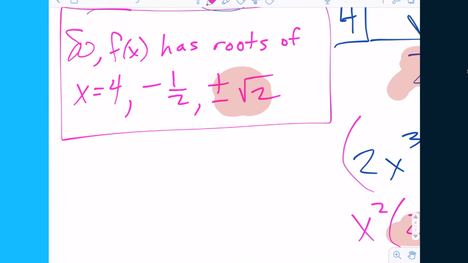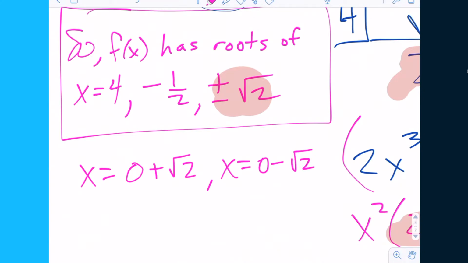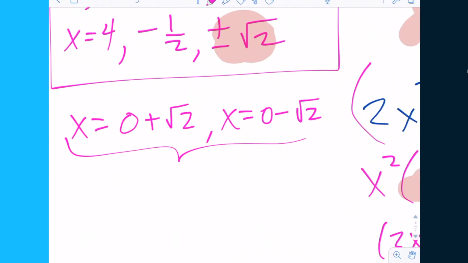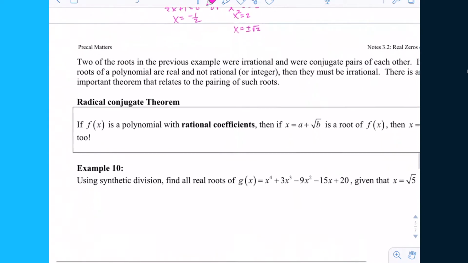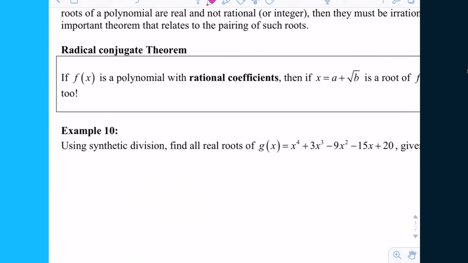If you actually write those values like this, 0 plus the square root of 2 and 0 minus the square root of 2, same thing, right? We just added a 0 in the front. Those numbers now appear to be what? Conjugates of each other. And you know why they appear that way? Because they, in fact, are conjugates of each other. And so, this is going to lead us to the next theorem that we're going to be talking about, which we'll just scroll right down here and do it. It's called the radical conjugate theorem.